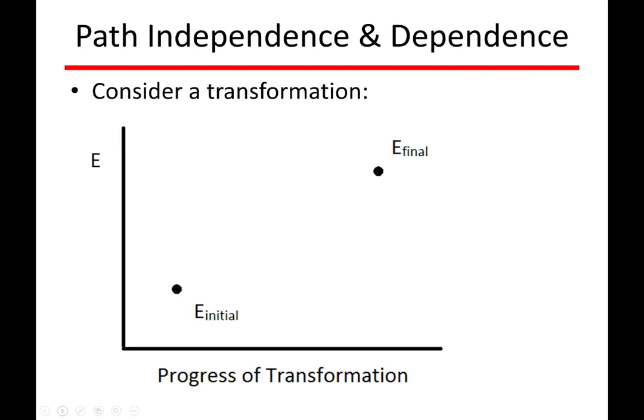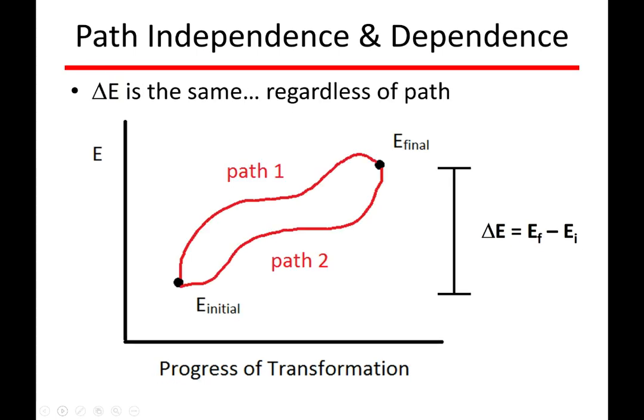Now, just to get a little bit of a visualization for this, we could consider a transformation that's shown with this energy diagram where we plot energy versus the progress of transformation. We have some initial energy for our system and some final energy for our system. And the value of delta E will be equal to the final energy minus the initial energy. It doesn't matter how you get from the initial state to the final state. You can go along this crazy path up here, or you can go along this crazy path down here. And no matter what, you're going to still have the same value of delta E.